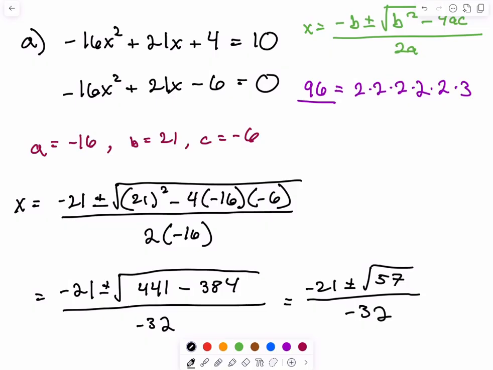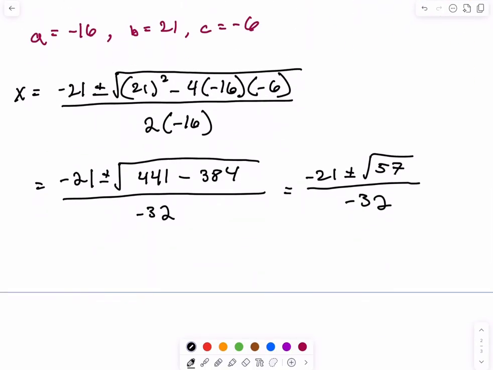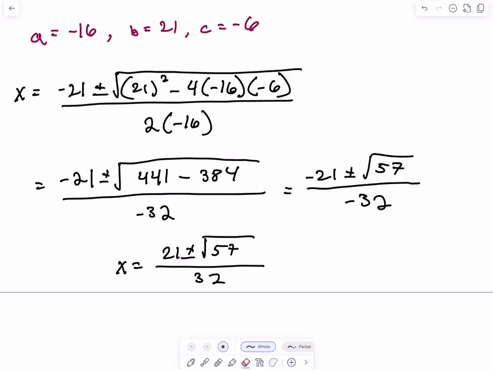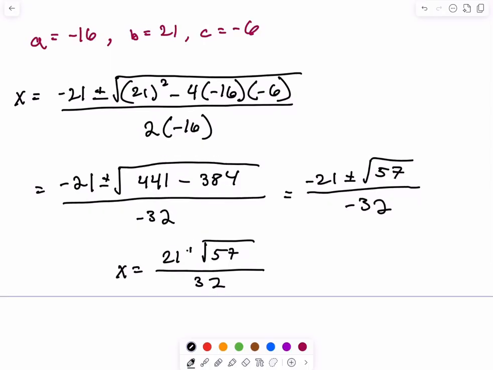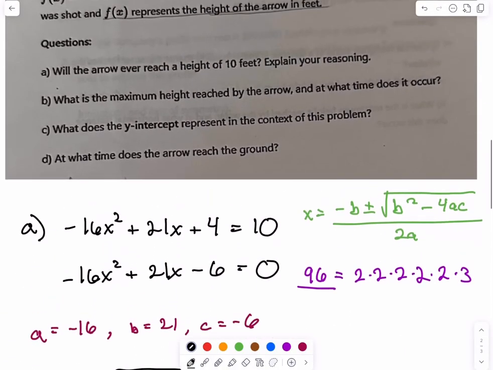So then we can divide both of those by 4, I think. We got a double negative that we can get rid of. So ultimately we get that this is an exact result, 21 plus or minus the square root of 57 over 32. Let me clean this up. Again, plus or minus. And then we will use a calculator to get approximations there.